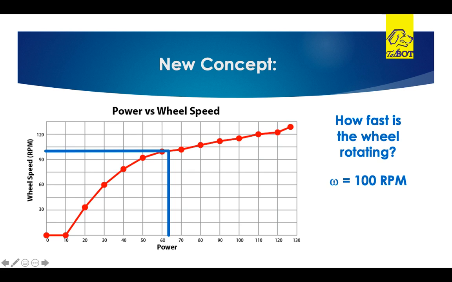Since we're going to be talking in seconds, minutes are too long for us and for computers. So we're going to convert this into revolutions per second. To do this, we just divide by 60 seconds per minute, and we get 1.67 revolutions per second. This is also a very important number for us, so we're going to put a box around that and keep that number.